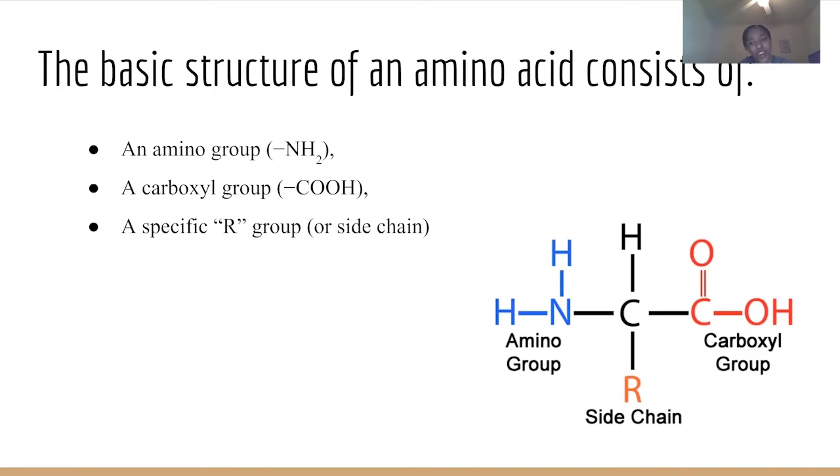Now, in terms of the structure of the amino acid itself, it includes an amino group, a carboxyl group, and an R group. The R group could be a side chain of any kind or an aromatic compound, as many amino acids have either one.